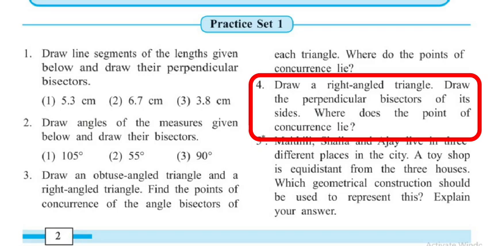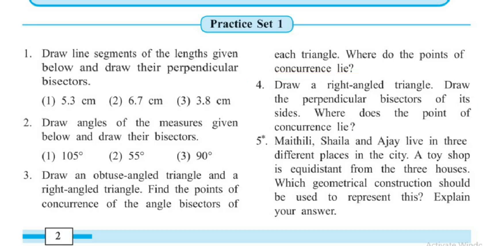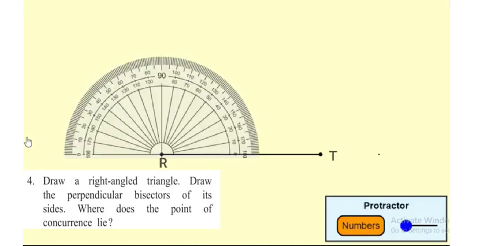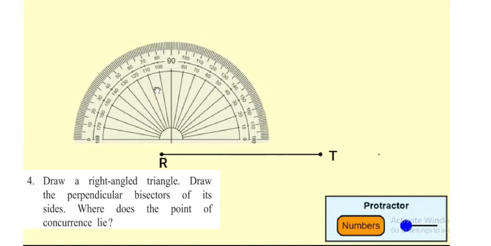Question 4. Draw a right angle triangle. Draw the perpendicular bisector of its sides. Where does the point of concurrence lie? Construct right angle triangle. Draw right angle at point R.